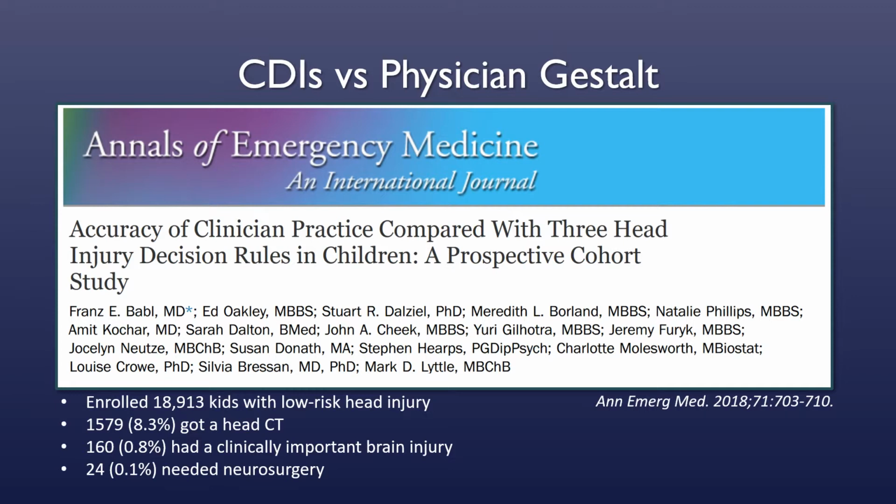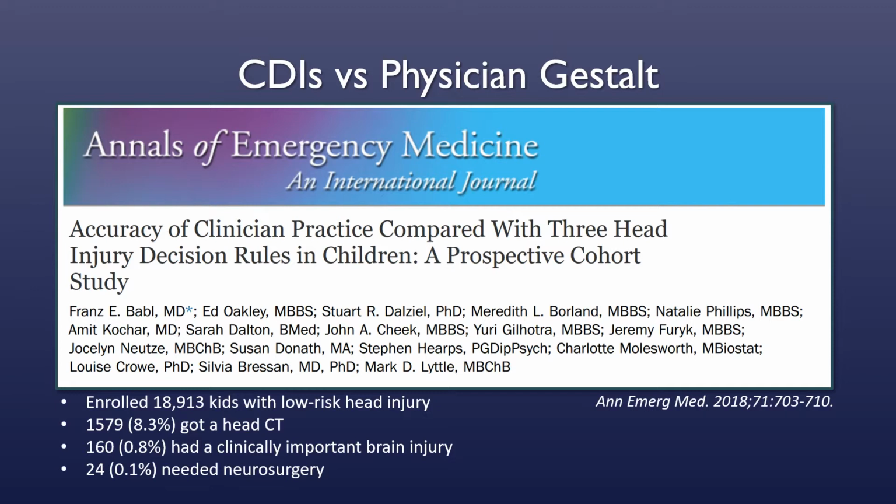They enrolled 18,913 kids with mild head injury, defined as a GCS of 13 or greater, who presented within 24 hours of the injury. Of these, 1,579, or 8.3%, got CT imaging, and of those, 160, or 0.8%, had a clinically important injury on CT, and only 24, or 0.1%, required neurosurgical intervention.